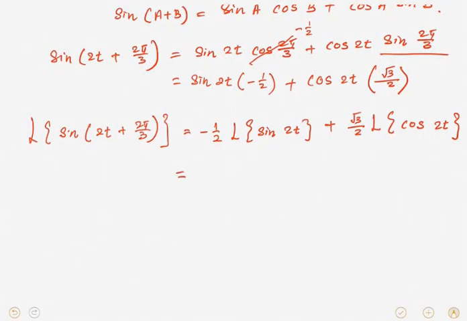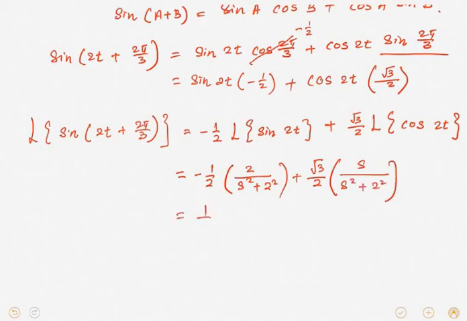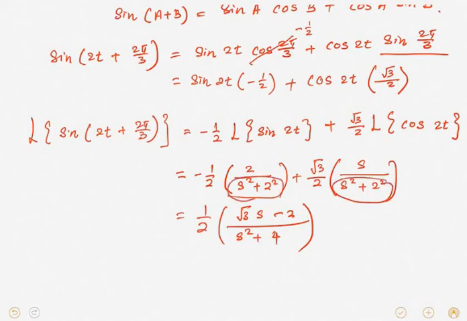So for sine 2t, you obtain 2 over s squared plus 2 squared. So now we have half of the square root of 3 s minus 2, over s squared plus 4. Since the denominator is the same, we just add both together.